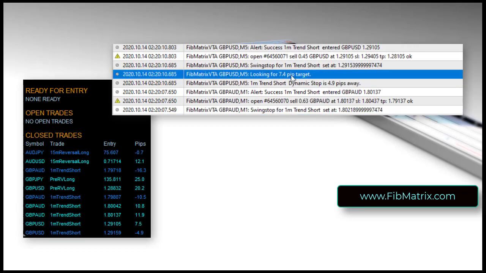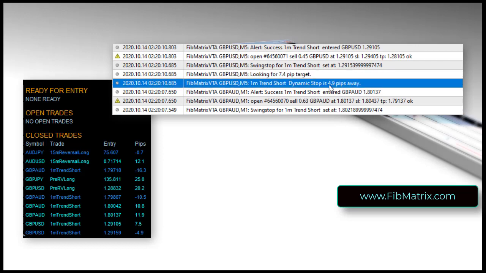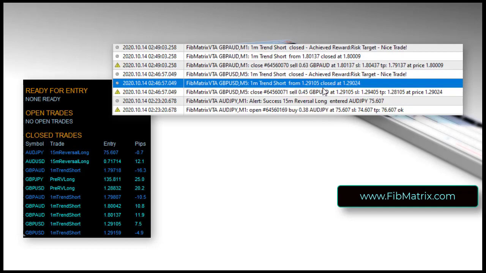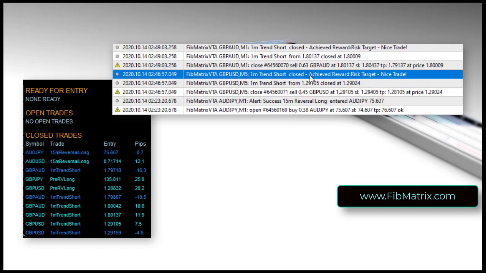Pound dollar needed a 7.4 pip target it was looking for. So the stop was 4.9 away. It was looking for a 7.4 target. That's 1.5, right? Because 5 would be 7.5. That's 1.5 away. And it made 7.5. So it made its target from the 29.10. Okay, here, it achieved the reward to risk target. Nice trade. That's the pound dollar.